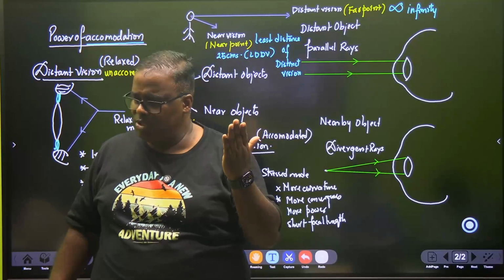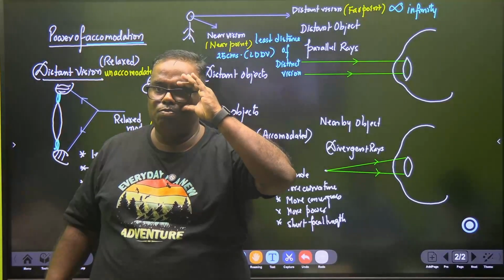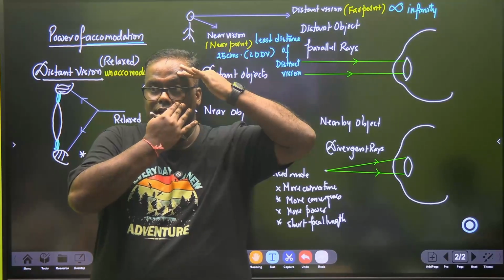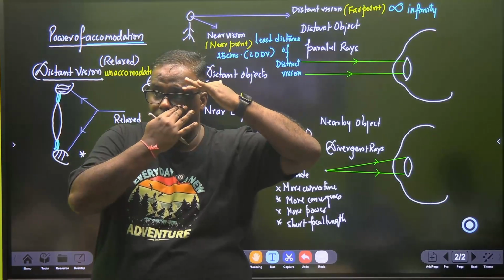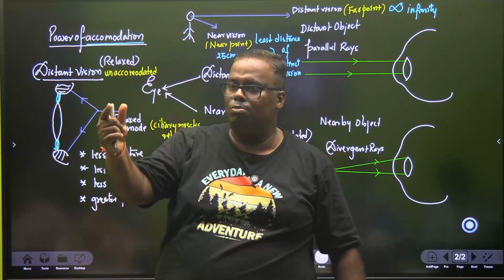For this, am I doing something? Yes, I am changing the curvature of my lens. For far off, I am reducing the curvature. For nearby, I am increasing the curvature. Who is helping me? Ciliary muscles. So what is the power of accommodation?